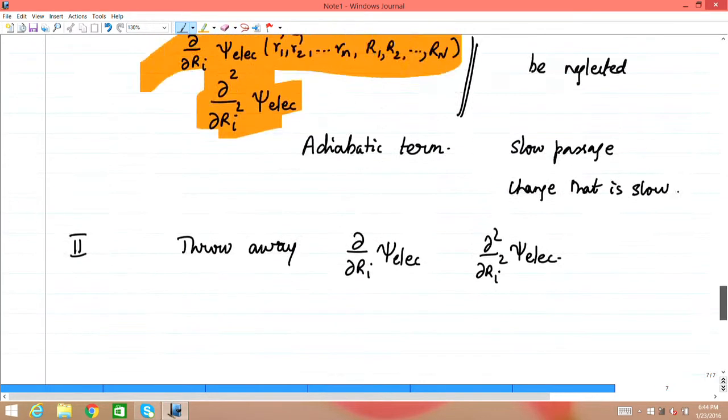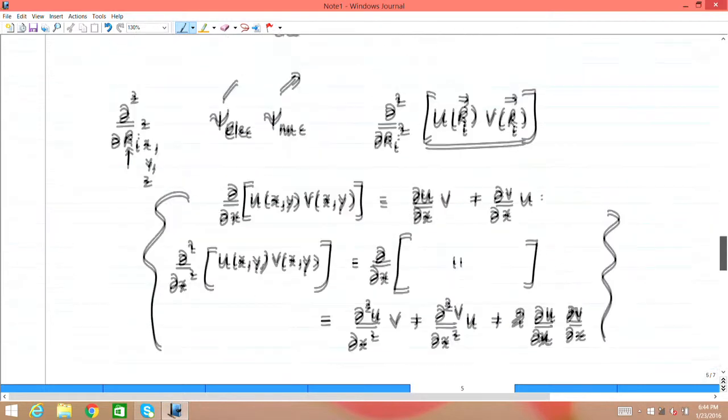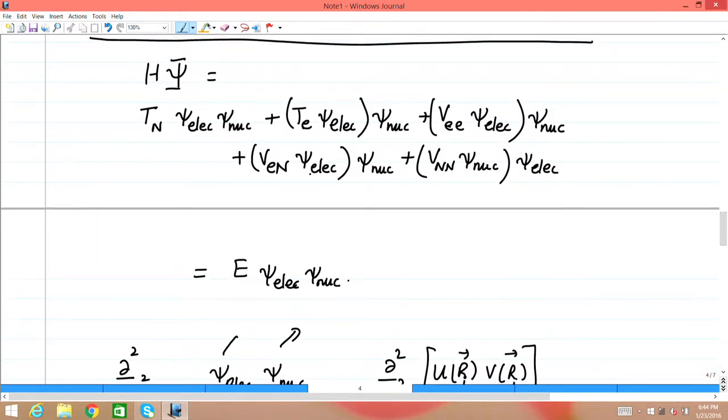Therefore, when you write Tn acting on psi electronic psi nuclear, essentially what you have done is to write this as Tn psi nuclear, because you have dropped off the dependence on the electronic coordinates. Therefore, this is the only thing. Now, you go back and see why these brackets are where they are. Okay. Therefore, let me write this term here itself as Tn psi nuclear psi electronic. It is an approximation.